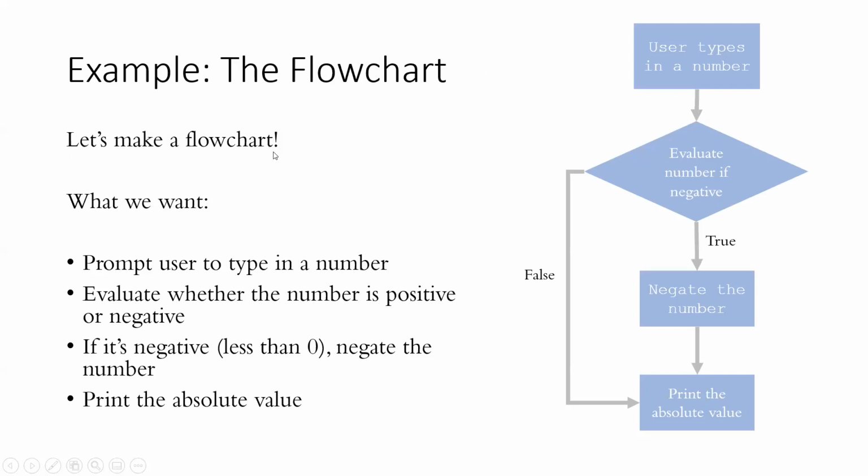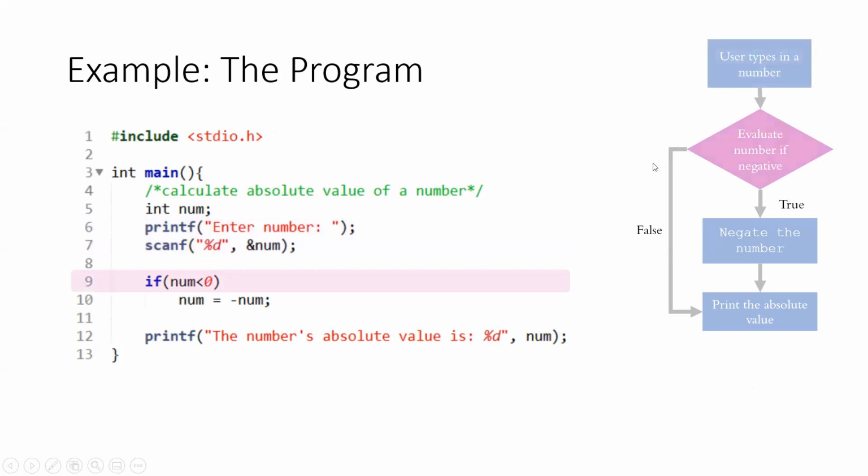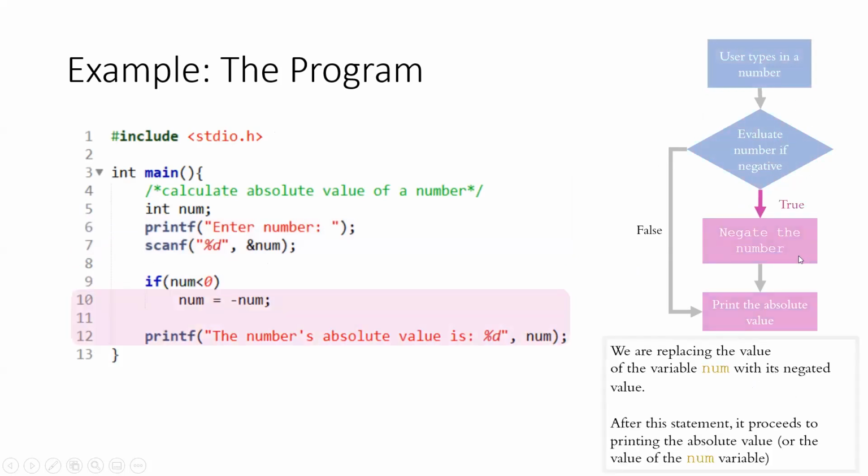But first, let's make a flow chart. What we want again is to prompt the user to type in a number and evaluate whether the number is positive or negative. And if it is negative, or if it is less than 0, then we negate the number and then we print the absolute value. Okay, so here's the code on how we can write this one. We first type in a number, and then we evaluate the number if it is negative, and if it is negative, it will negate the number and print the absolute value.